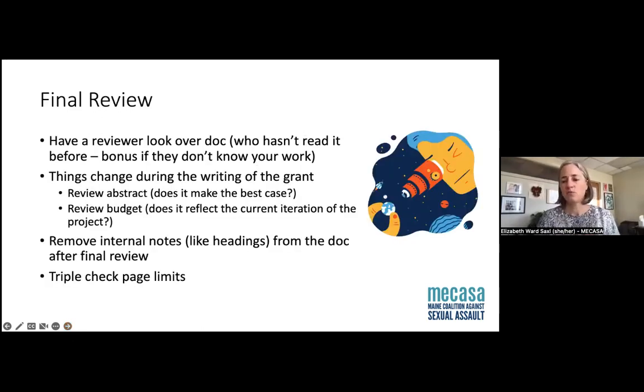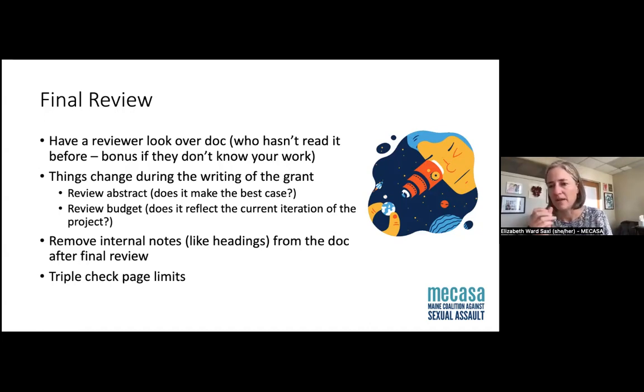Finally, on the final review piece, and this is the part I feel passionately about. Maybe it's because it's the one I'm responsible for, so I have to think about it the most. But ideally, you're having someone who hasn't read it before, and who can look at it objectively, who hasn't been caught up in all of your days of ins and outs on the program. Be really careful about those changes I just mentioned before with the abstract.